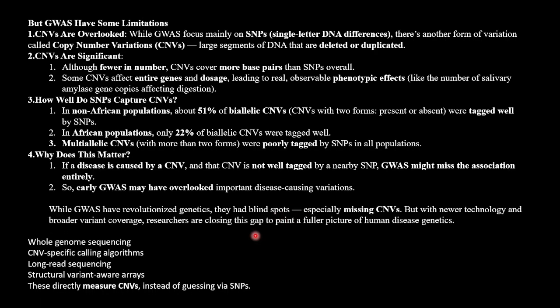But with newer technology, this gap could be filled. For example, whole genome sequencing, CNV-specific calling algorithms, long read sequencing, and structural variant aware arrays directly measure the CNV. So you have to use the technology which directly measures the CNVs instead of guessing by SNPs.